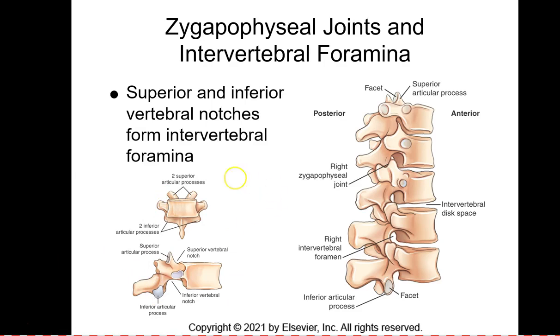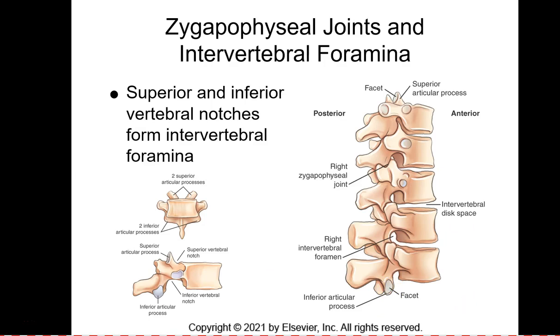So think about this. Where the superior articular process of one vertebrae meets the inferior articular process of the vertebrae above, that is a zygapophyseal joint. So imagine several vertebrae stacked on top of each other, just like what you're seeing here. This right here is the superior articular process of one vertebrae meeting the inferior articular process of the vertebrae above. Okay? The surfaces where those joints actually touch are called facets, and that is what you see here.